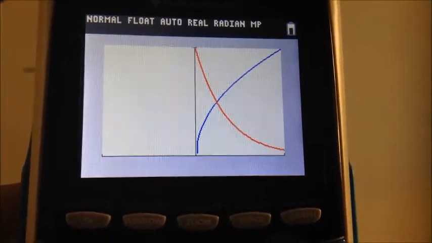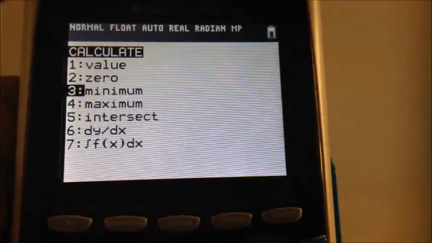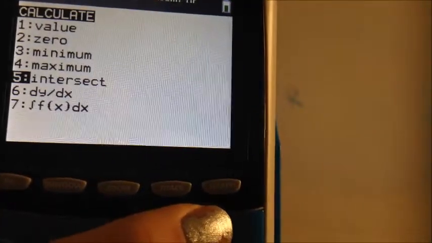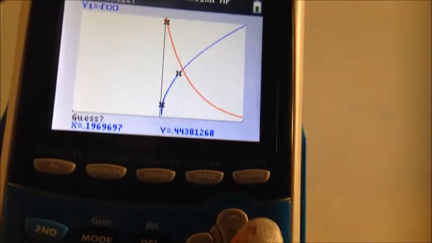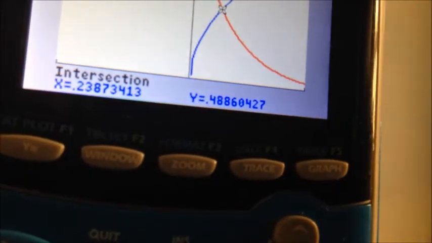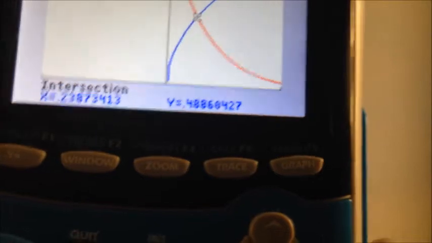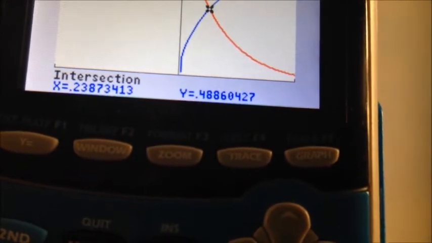Okay, so now that you have your graph set up, you're going to want to go to Calc, and then go to Intersect, and then you use your arrows to estimate the point of intersection, and there it is. It gives you the exact intersection points. So we know that that x value, let's call that A, is about 0.2387. So I'm going to write that here. That's going to be our first bound for our integral.